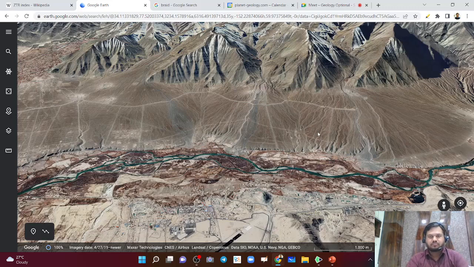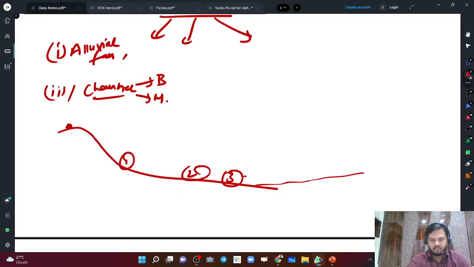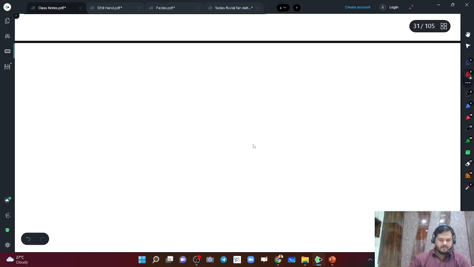So now, any doubt? ये clear है ना? ये तो just basic stuff, right? So okay. So now we will begin with the fluvial setting, right? Fluvial facies. Okay. Any doubt? अभी तक कुछ doubt? Any doubt? Anyone?